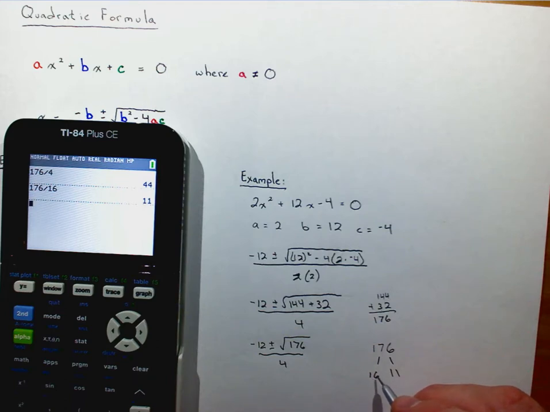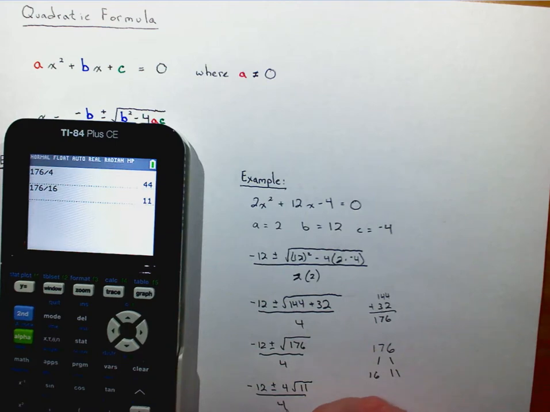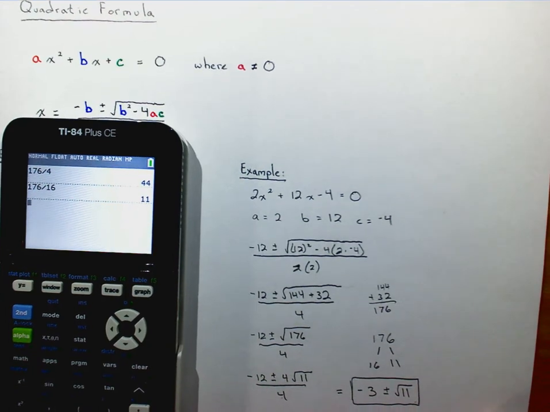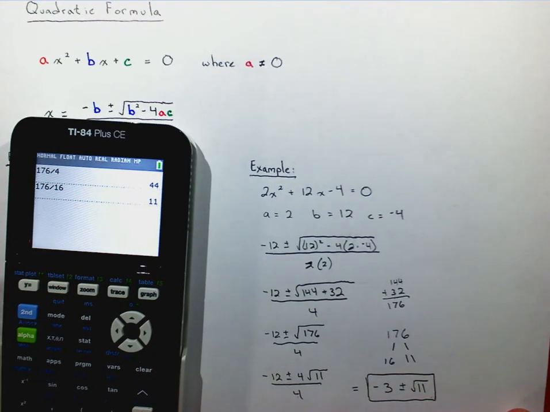The square root of 16 is 4, so I have negative 12 plus or minus 4 times the square root of 11, over 4. And then I need to simplify. 4 can go into this 12, this coefficient, and the other 4. So what I have is negative 3 plus or minus the square root of 11. And that is my answer for the zeros, or the solution to that quadratic.